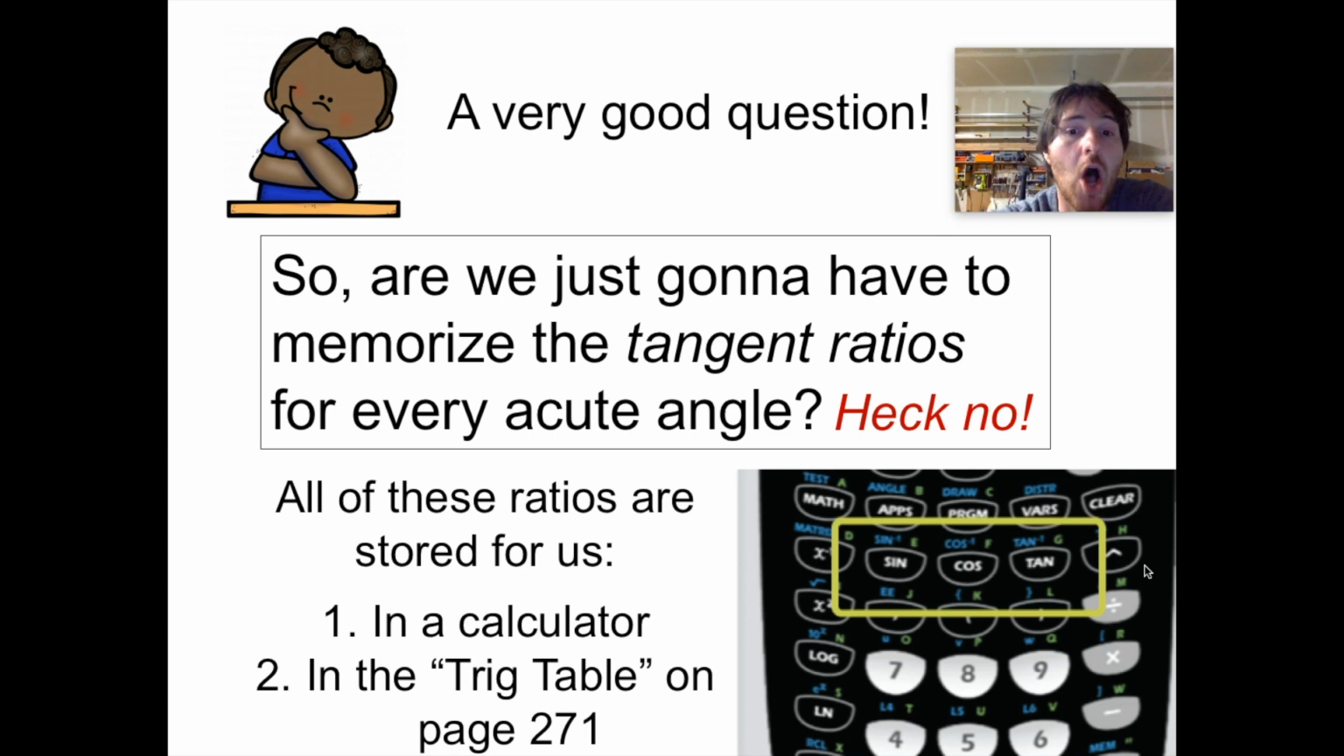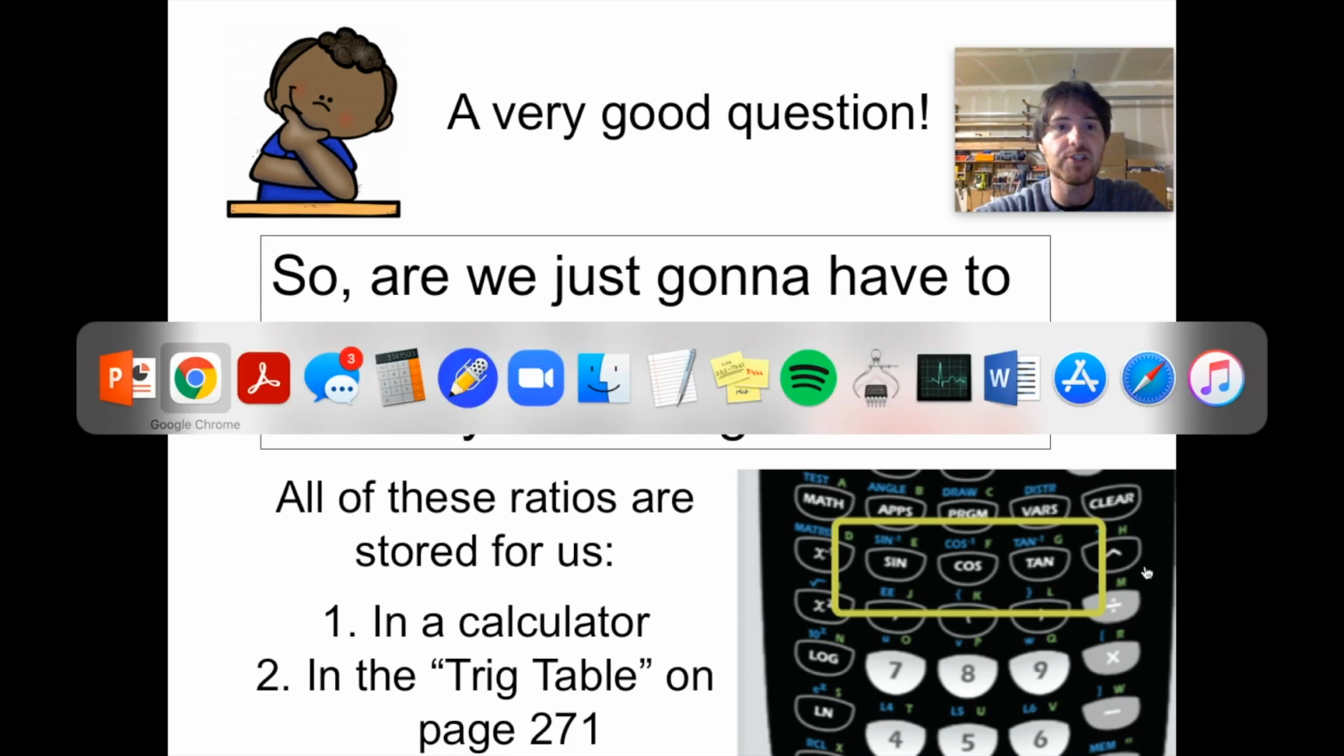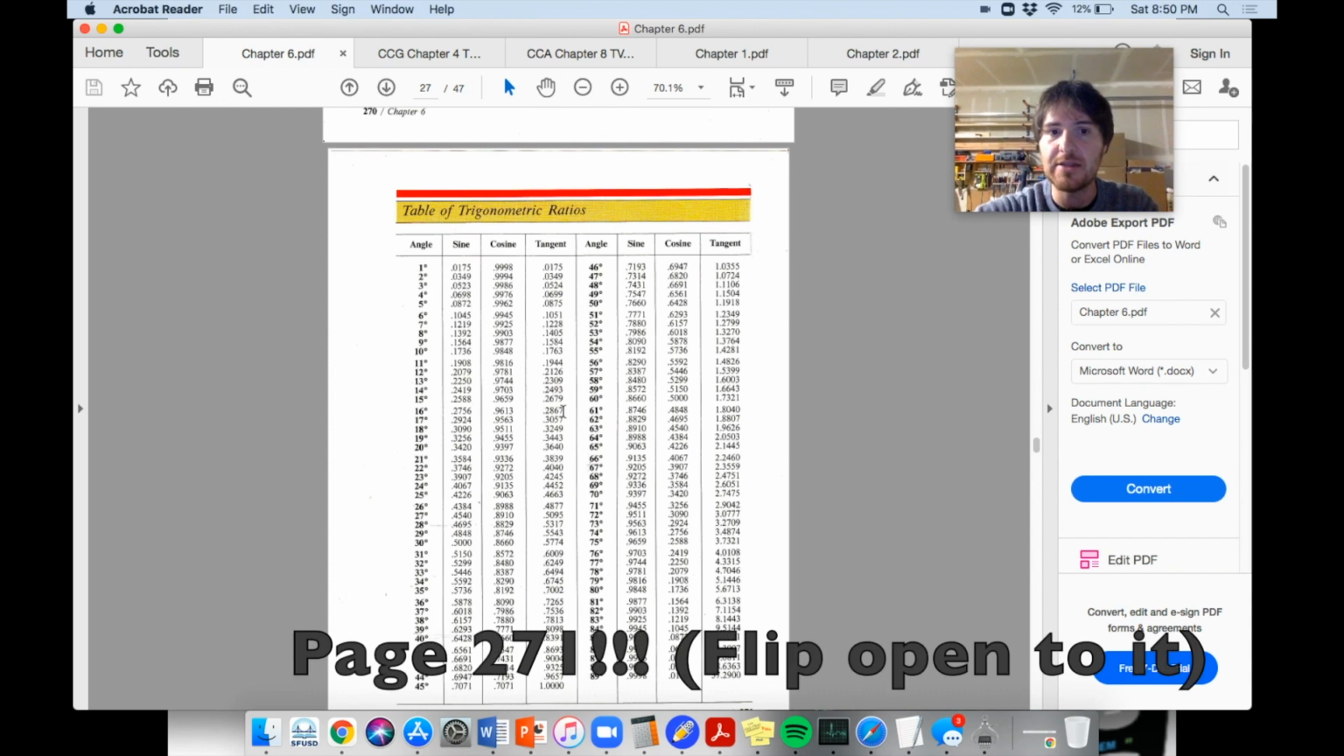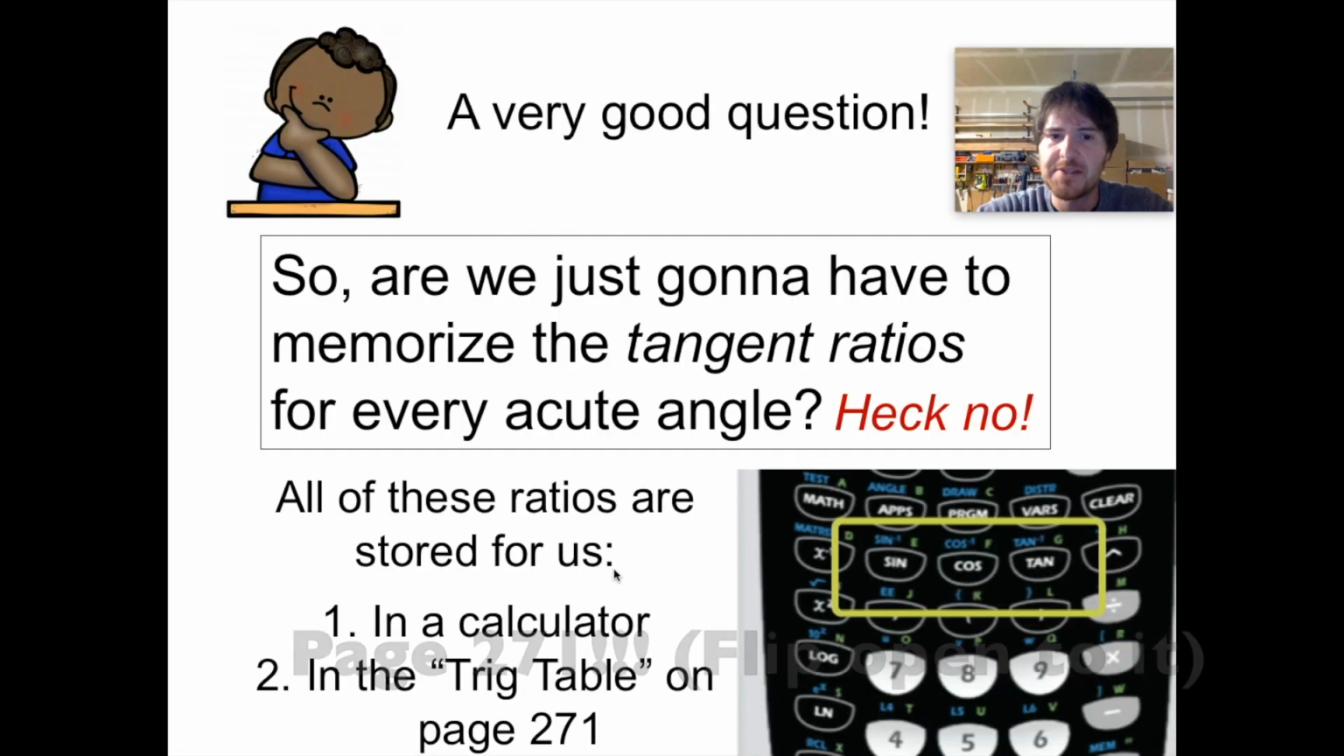Anyways, all of these ratios are stored for us, so you don't have to memorize them. They're stored in a calculator, and we'll get to that a little later. And also in the trig table on page 271. I might just flip to it right now. Here it is. Check it out. We have tangent. These are all of the tangent ratios we're going to have to use in solving problems this year. It's just the whole number values between 1 and 89 degrees, and we'll spend a couple of minutes looking at this in the coming slides.